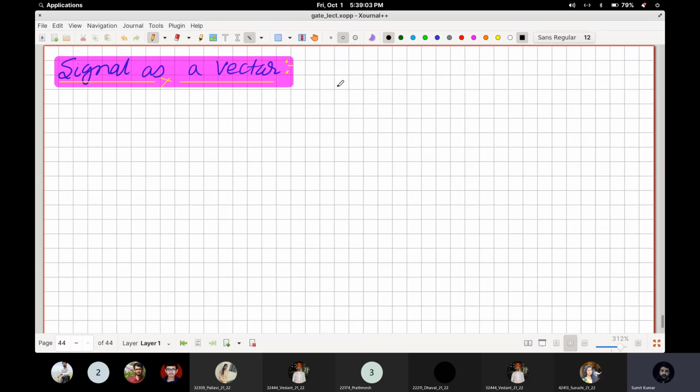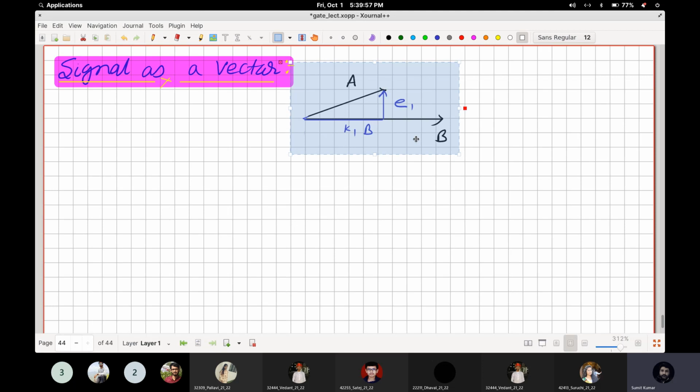Now, if a signal is a vector, then we can represent one vector in terms of another vector, isn't it? So if I have a vector A, let's say this is the vector A, and then I have another vector, let's say this is vector B, then I can represent A in terms of B. I can take a projection of A, which is K1 times B. This projection from here to here is K1 times B, and then there is some error vector here, let's say E1. But this is not the only feasible way of representing A in terms of B.